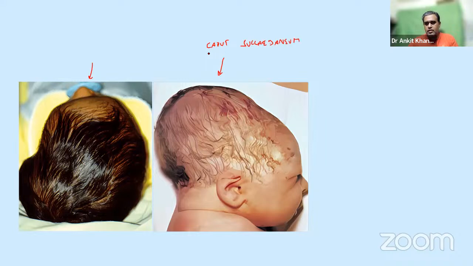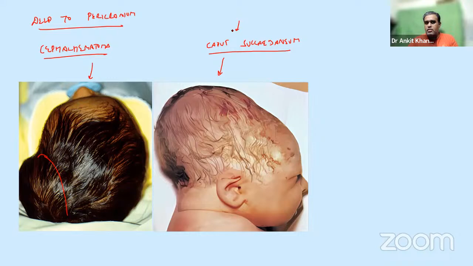While on the left side of the screen, you can see this bleeding is limited to one particular bone only, and this is known as cephalhematoma. Anatomically, it is deep to the pericranium. It is in the scalp only, but it is deep to the pericranium.